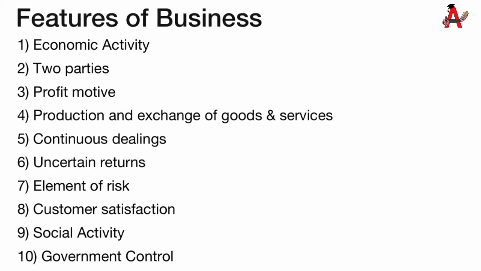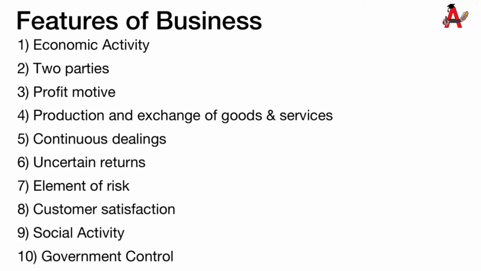So in short, we can enlist the features of business as an economic activity. There have to be two parties. Profit has to be there. Production and exchange of goods and services has to be there. There has to be continuity in dealing. Uncertain returns may be expected. There is an element of risk and customer satisfaction.